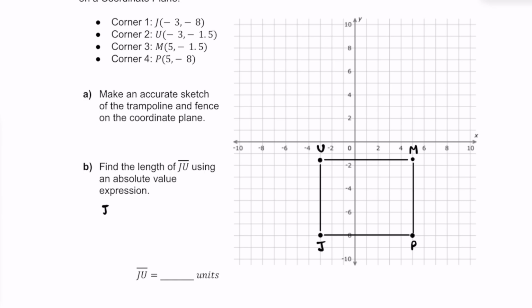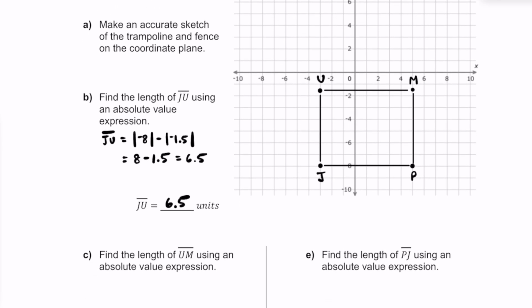So we can say segment JU would be equal to the absolute value of the number that is further from 0, the greater absolute value, minus the one that has a lesser absolute value, the absolute value of -1.5. So if we go ahead and evaluate this, this is really just going to be 8 minus 1.5, and 8 minus 1.5 is going to be 6.5. So looks like segment JU is going to be 6.5 units long.